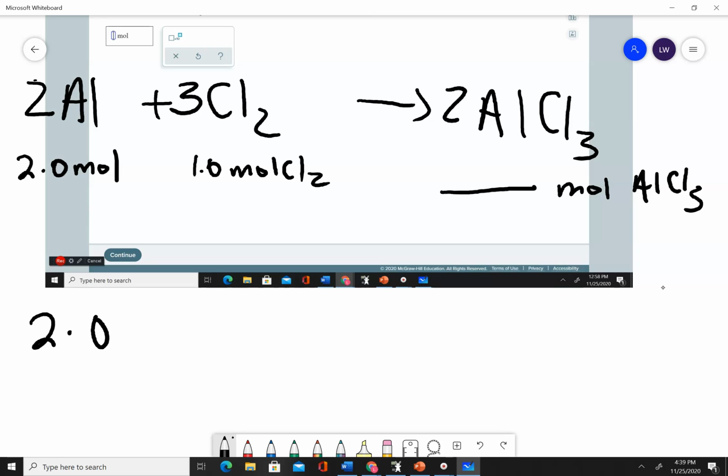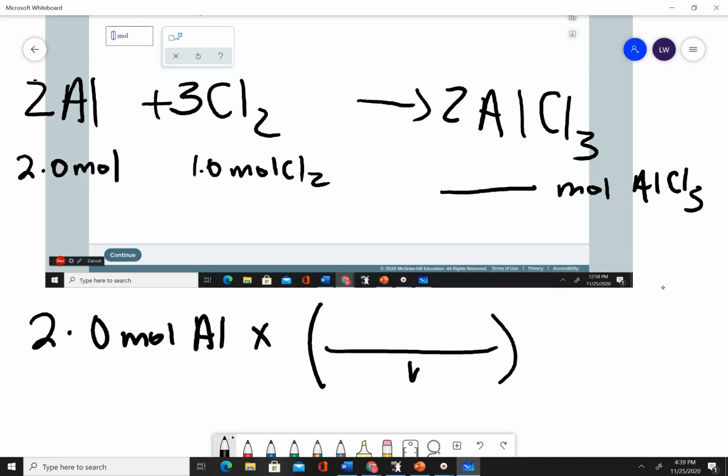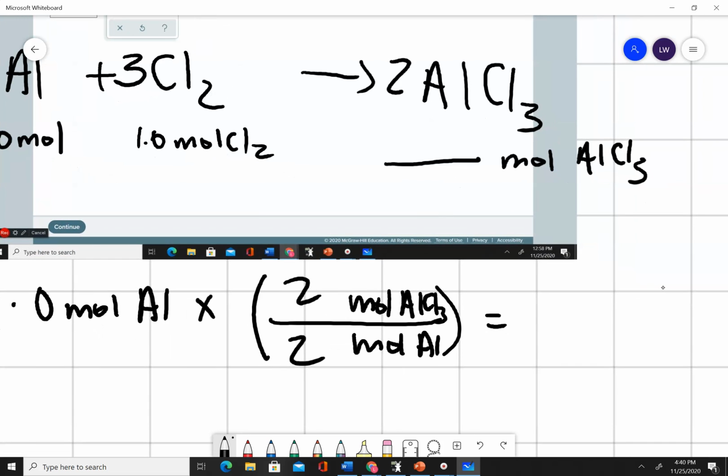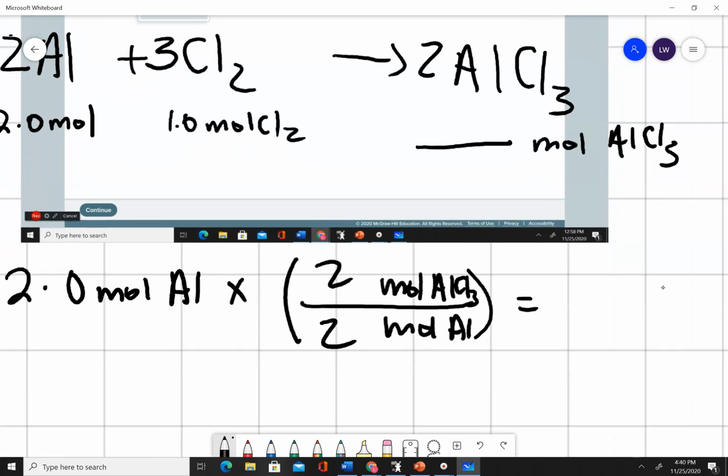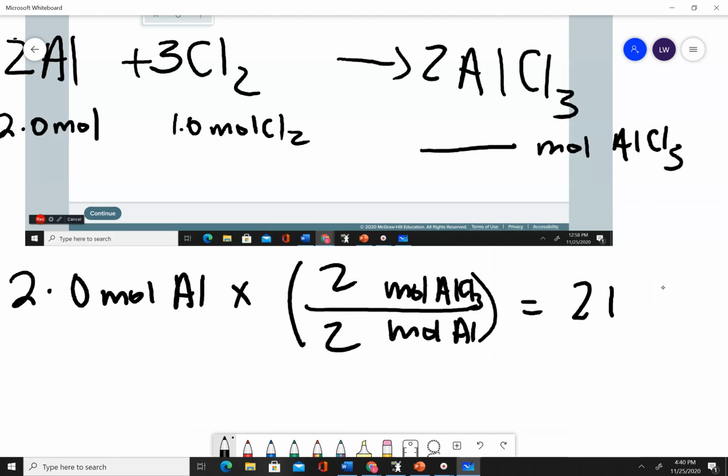So here we go, 2.0 moles of aluminum. I want to turn that into moles of aluminum chloride. So I need moles of aluminum on the bottom, moles of AlCl3 on the top, and I get 2 for 2. So if all of that aluminum reacted, I would be able to make 2 moles of aluminum chloride.